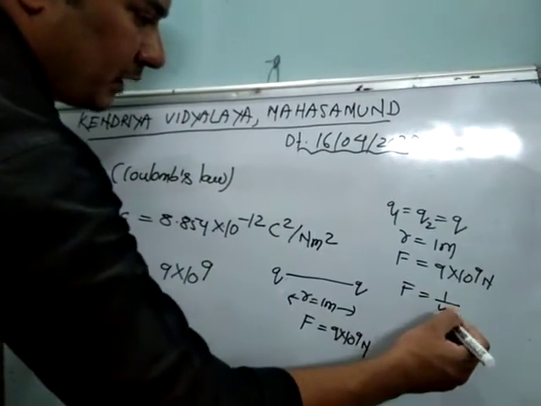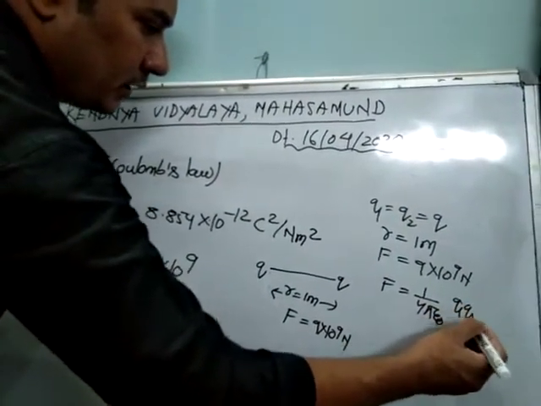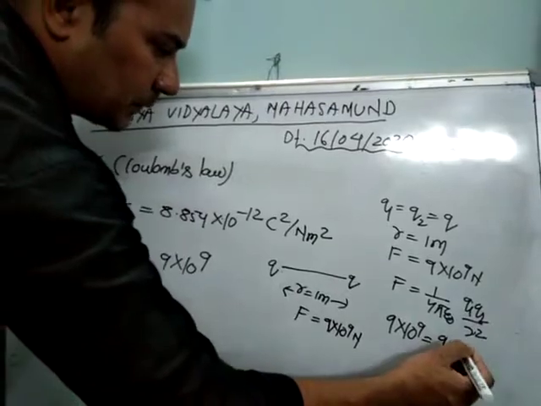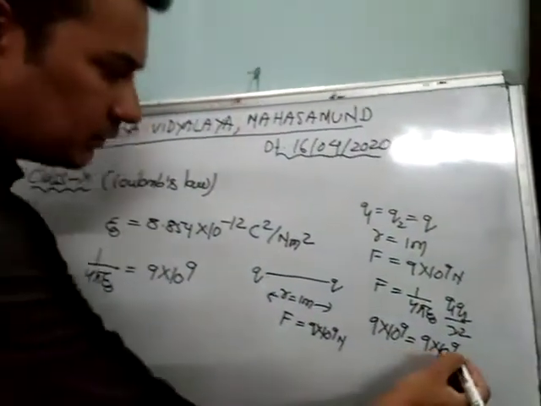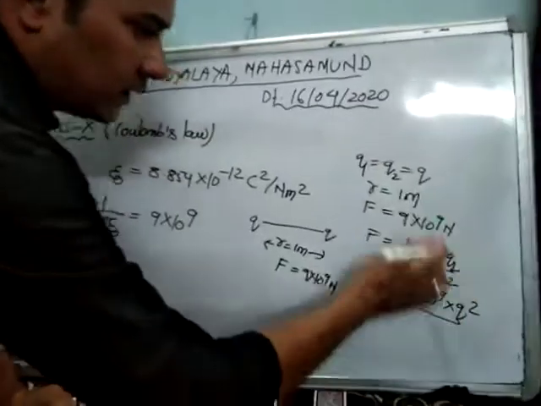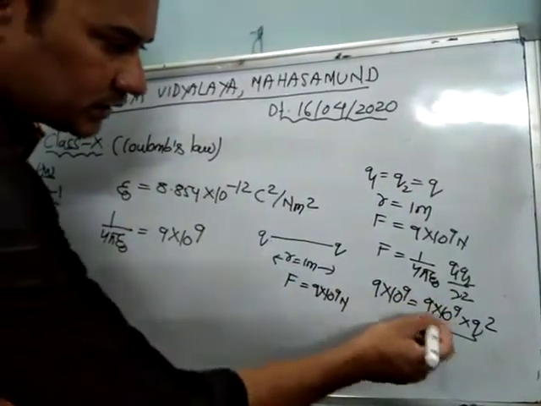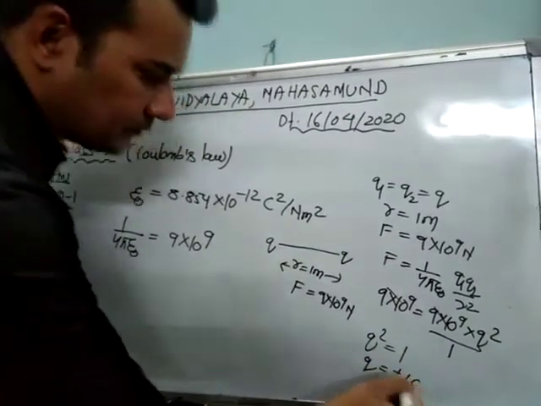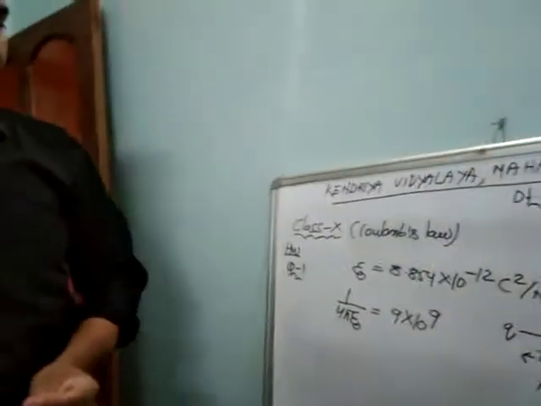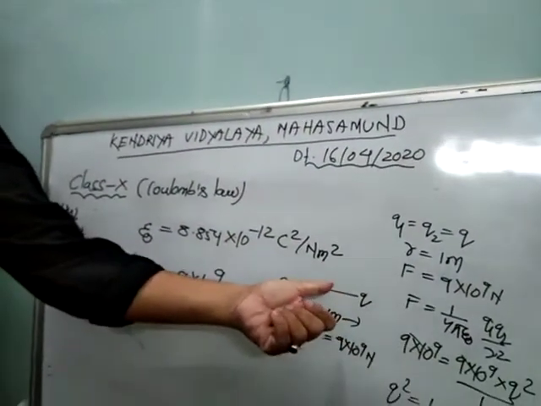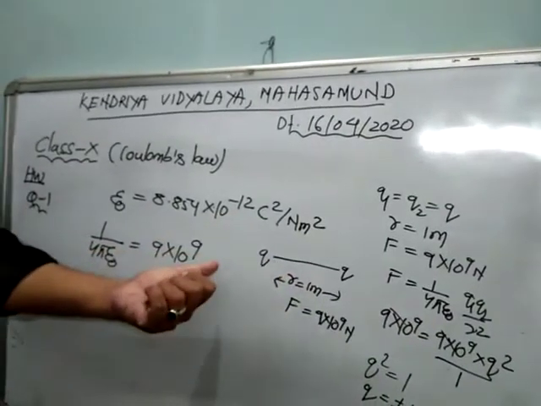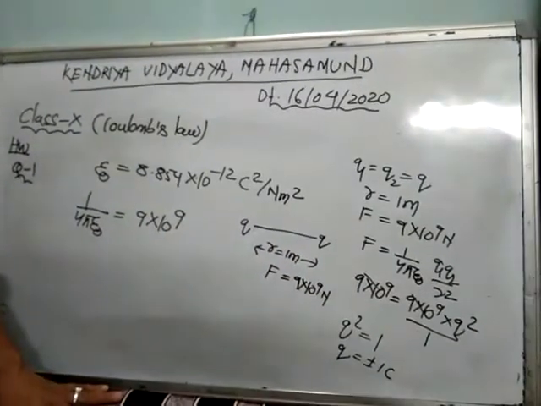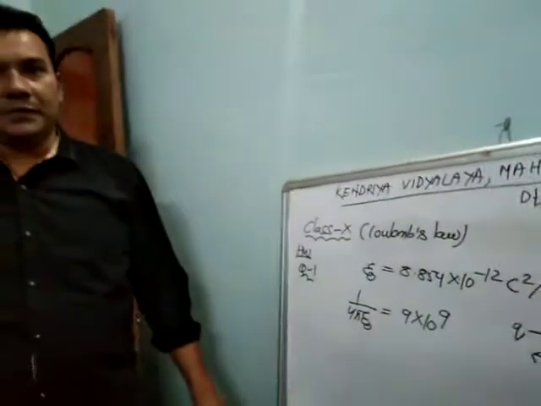F is equal to 1 by 4 pi epsilon naught Q1 Q2 by r square. So your F is 9 into 10 to the power 9, 1 by 4 pi epsilon naught is 9 into 10 to the power 9, Q1 and Q2, this is Q square, by r square, which is 1 square, is 1. So this cancels out. Q square is equal to 1 or Q is equal to plus minus 1 coulomb. So how to define 1 coulomb charge in terms of force? If there are two similar and equal charges separated by distance 1 meter in vacuum, and if the force between them is 9 into 10 to the power 9 Newton, then each charge is 1 coulomb. This is how to define 1 coulomb charge in terms of force.